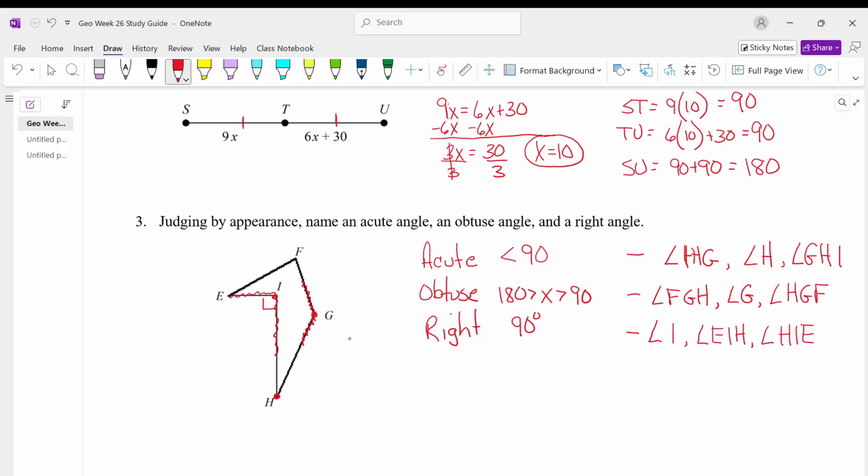When you're naming angles, the vertex is always the middle letter in the description. On this obtuse angle, G is the vertex. So here's G in the middle, and here's G in the middle. On an acute angle, we used H as the vertex. H is in the middle here, and H is in the middle here. If you're using just one letter to identify an angle, then it has to be the vertex.